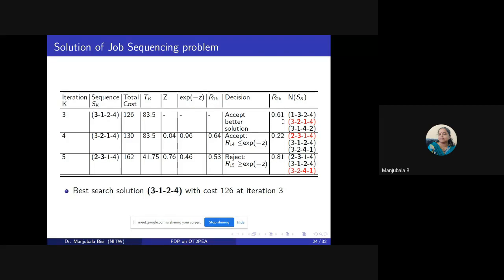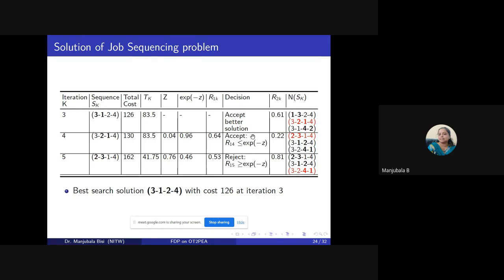Right? Generate a random number 0.61. So second solution you are generating. Here you are getting 130. Again, 130 is greater than 126. The acceptance probability is 0.96. Now you generate a random number to decide whether to accept this solution or to reject. So as you are generating 0.64, right? So 0.64 is less than 0.96, so you accept.